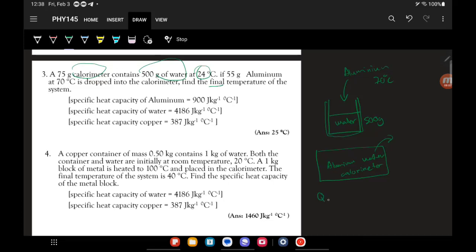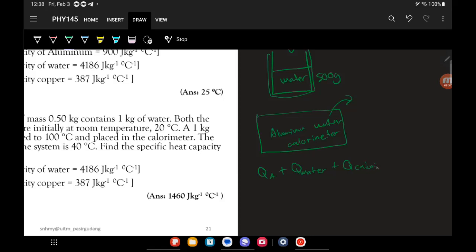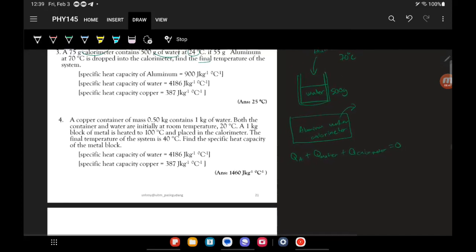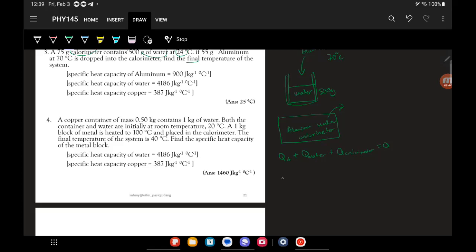So if I were to have Q of aluminium, whether it's received or lost doesn't matter, the change in temperature will decide that, plus Q water plus Q calorimeter. This applies for when it leaves to form equilibrium in temperature. So this should be equal to 0. Having this, we just need to add all the values.